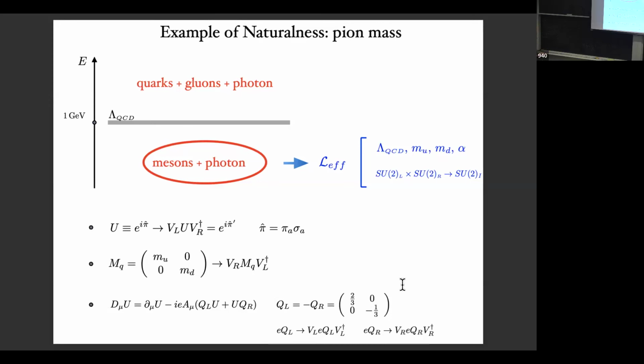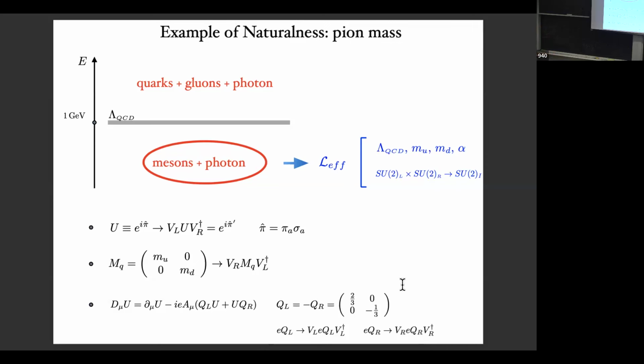And they happen to be light for reasons related to the fact that the theory per se at this scale is characterized to a good approximation by 4 couplings: the QCD scale, the up and down quark masses, and the electromagnetic coupling. Now it turns out that in the limit where these 3 parameters are 0, the pions are Goldstone bosons associated with the spontaneous breaking of the chiral symmetry, SU(2) cross SU(2) down to isospin.